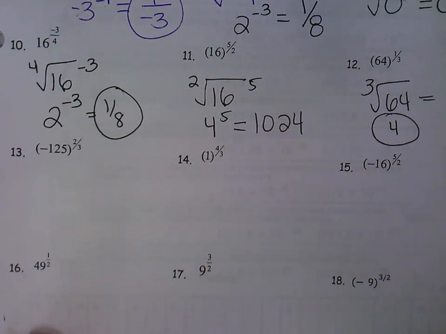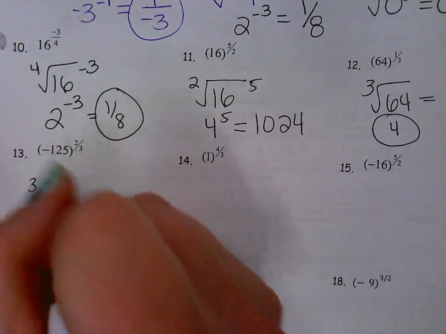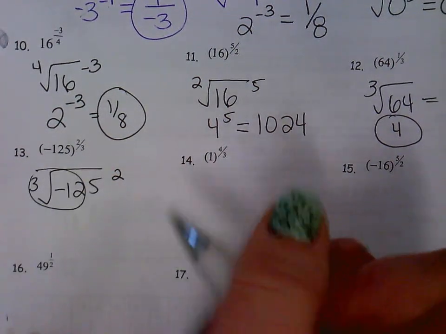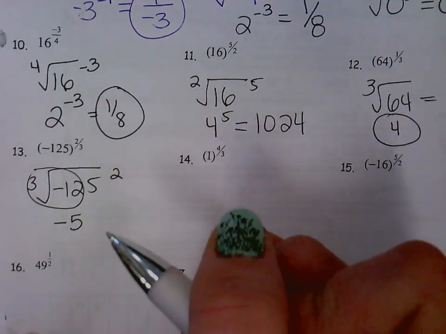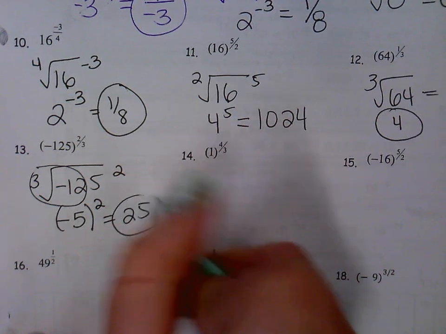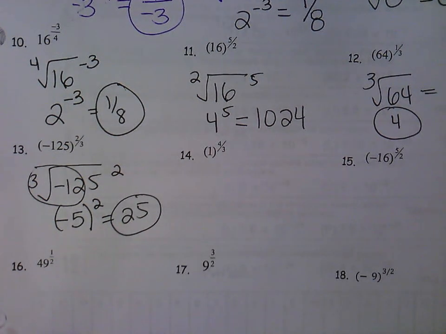Did you try them already, or are you just doing them now as I'm doing them? You tried them. Okay. Cube root, I can do up to negative 5. But then negative 5 times negative 5, I would get a positive 25 at the end. 1 to any power is 1.